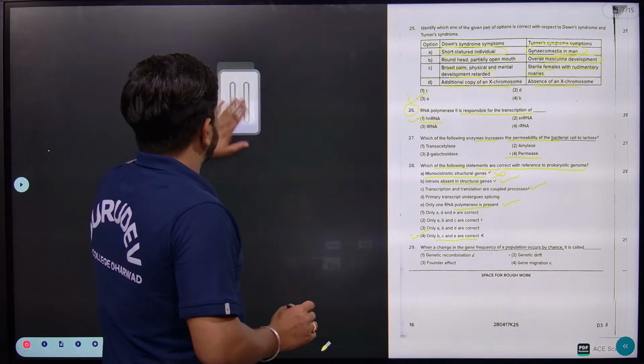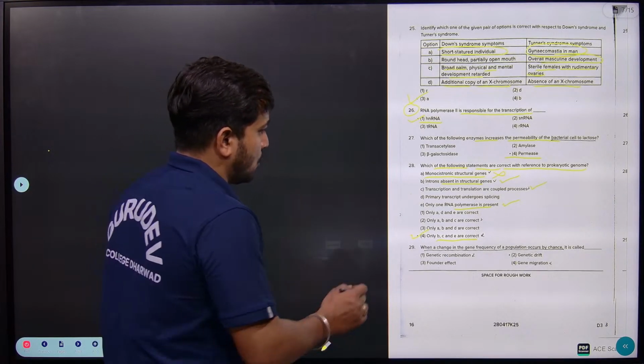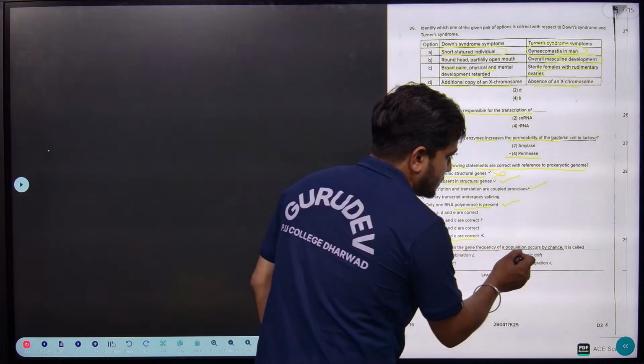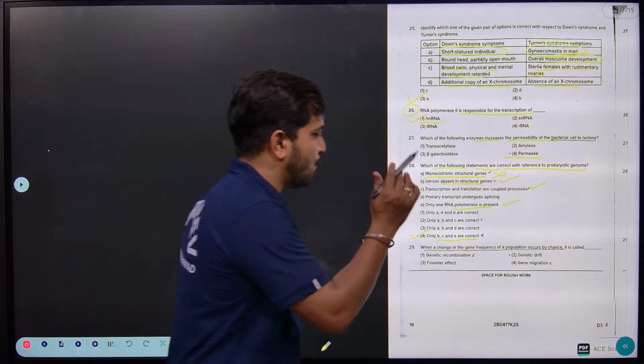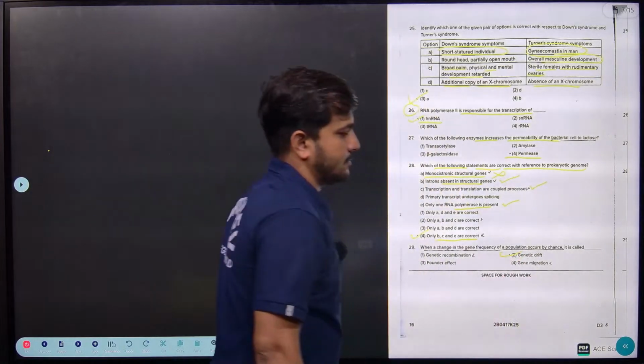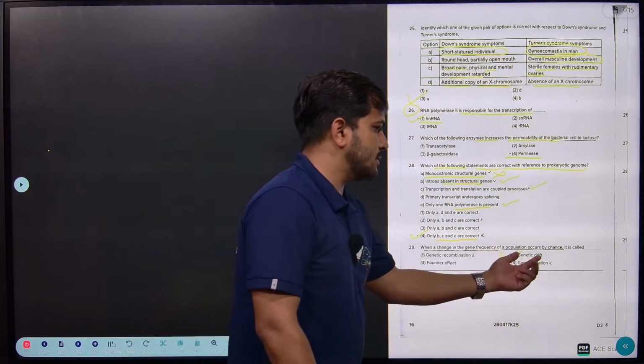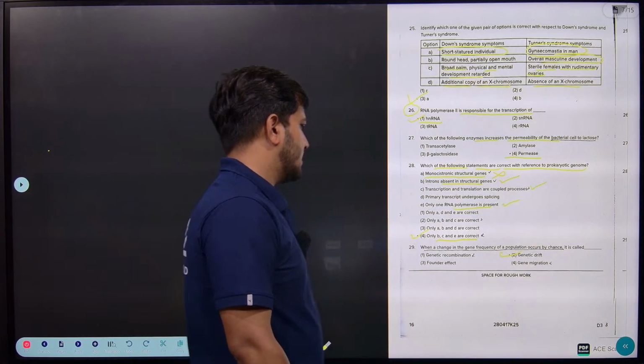Then the next question is related to this: when a change in the gene frequency of a population occurs by chance, suddenly, we call it genetic drift. By chance, if it occurs, we majorly call it genetic drift, right?